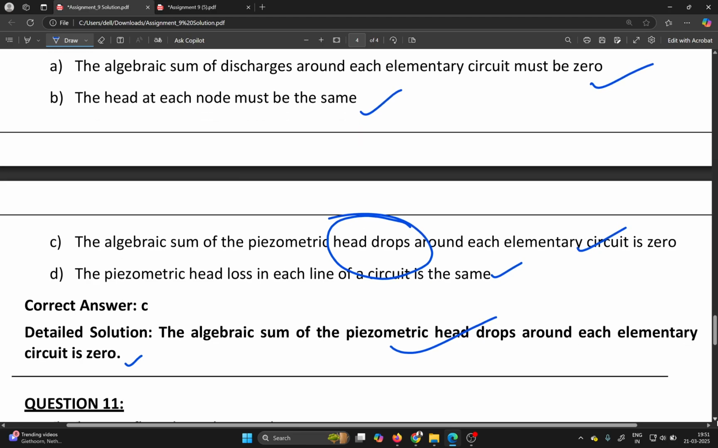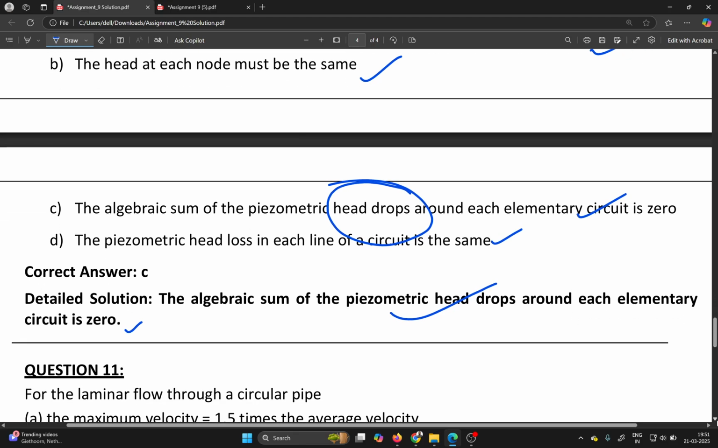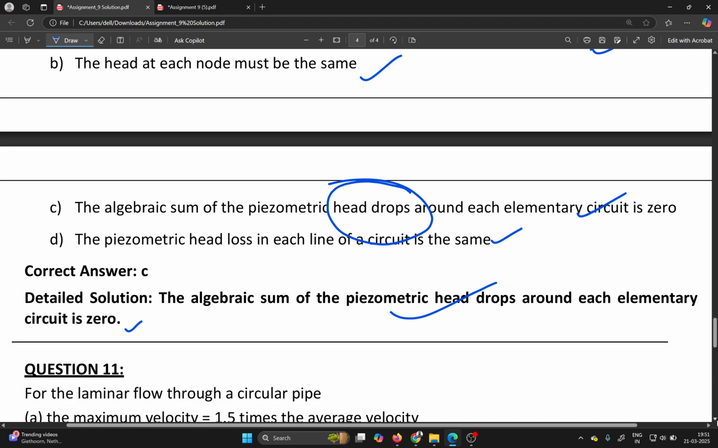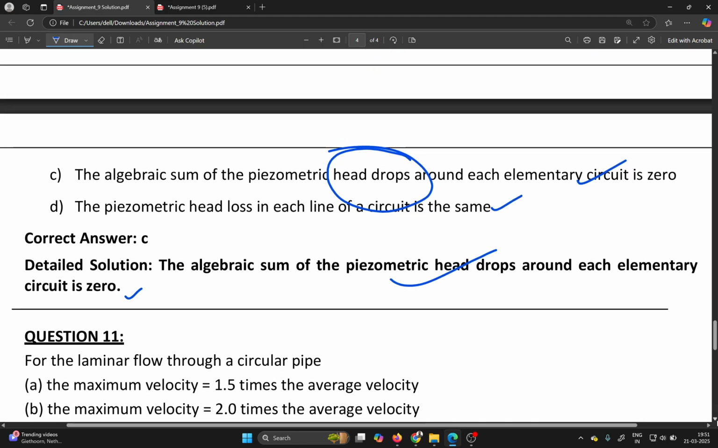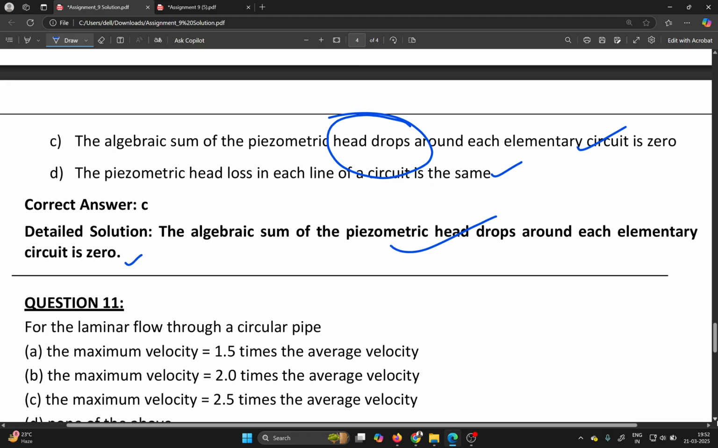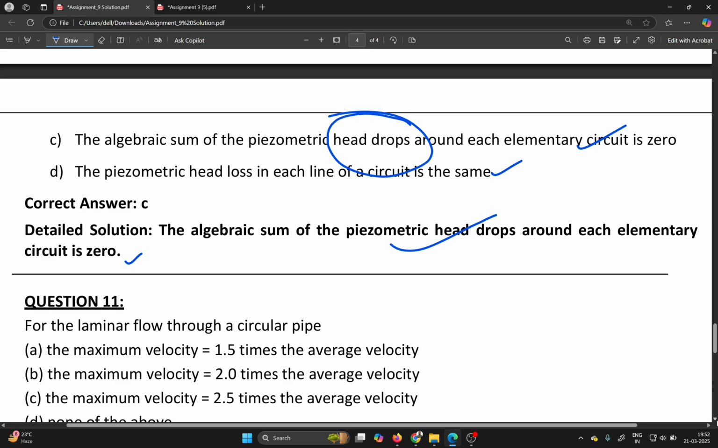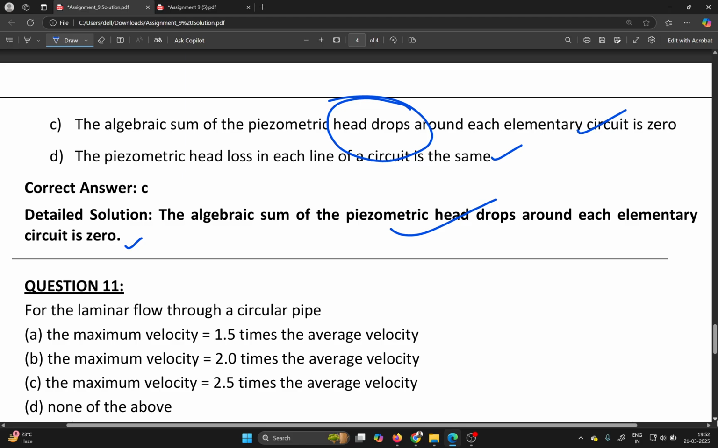The next question is question number 11. For laminar flow through a circular pipe, option A: the maximum velocity is equal to 1.5 times of average velocity. Option B: the maximum velocity is equal to 2.0 times of the average velocity. And option C: the maximum velocity is 2.5 times of the average velocity. And option D, none of the above. Which option will be correct for question number 11? So please everyone try to give your answer.